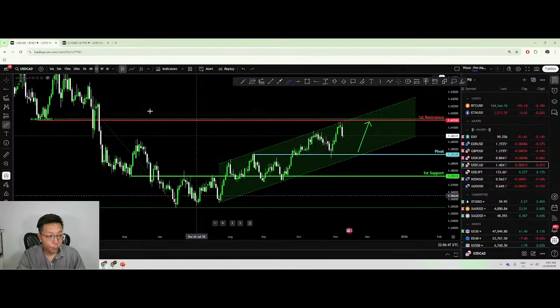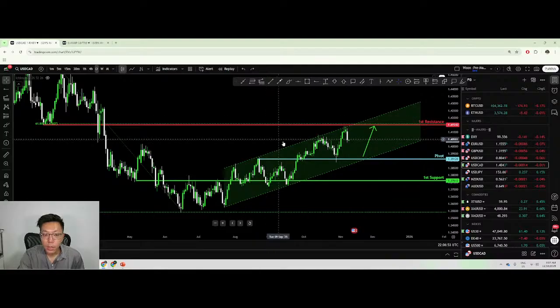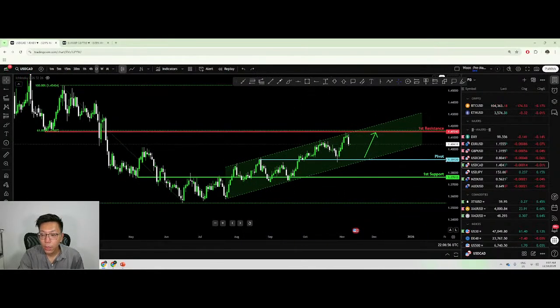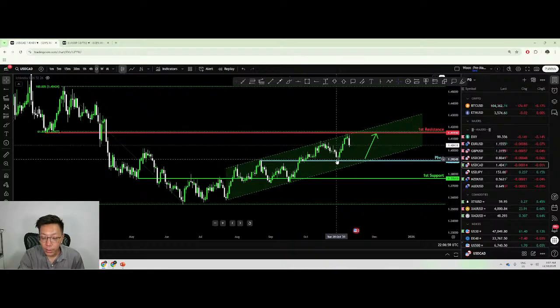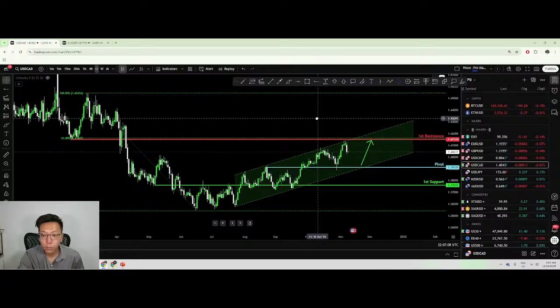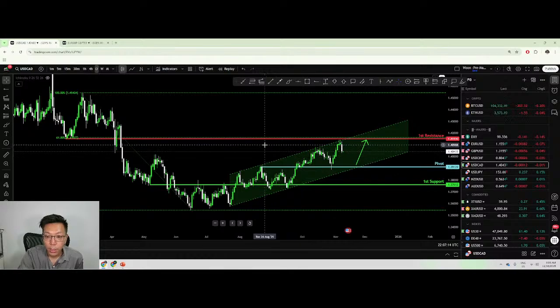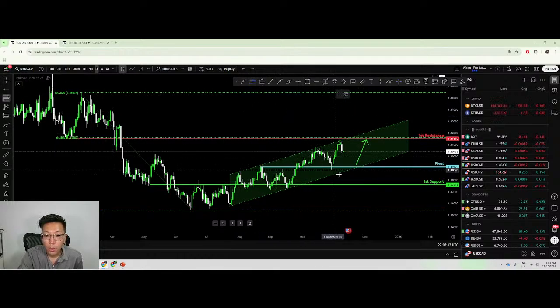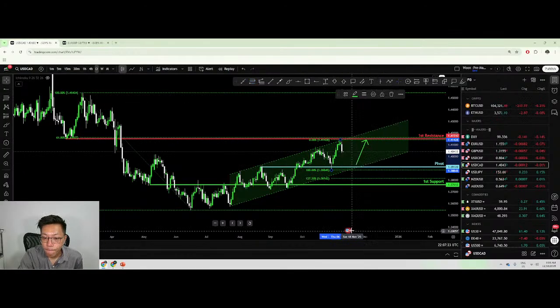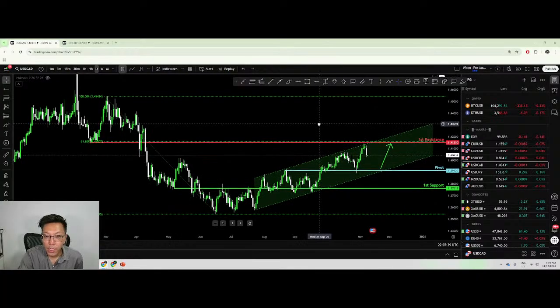So this is the first level that you should look at for USD CAD. Okay, so I think it's pretty straightforward. Then after that, the next thing that you should look at is, let me see, I don't think we have a Fibo retracement level, but that's fine.